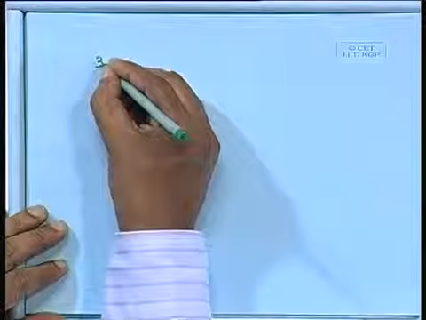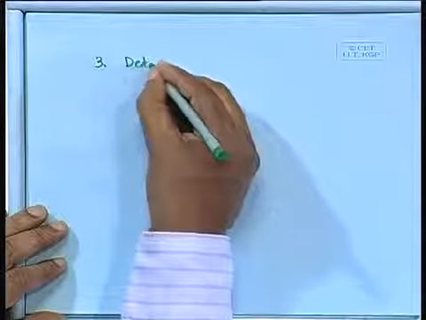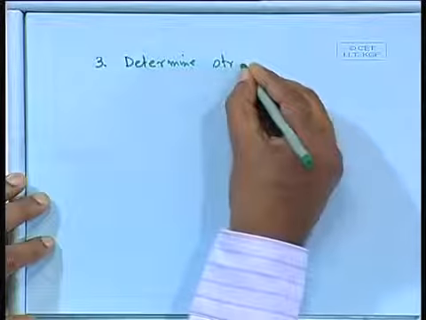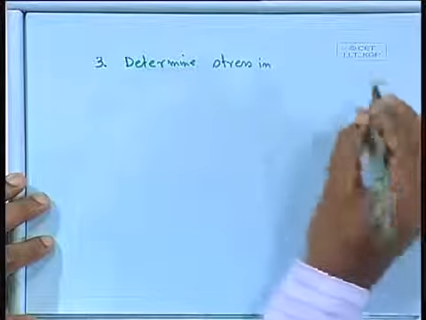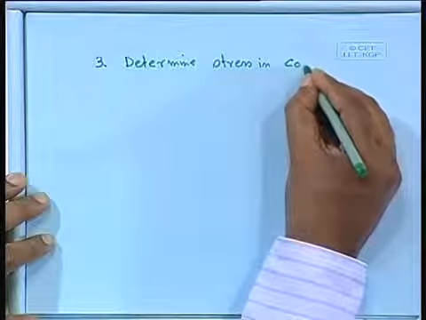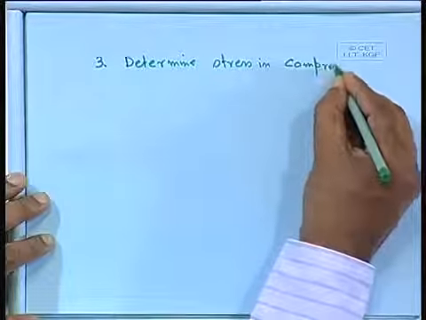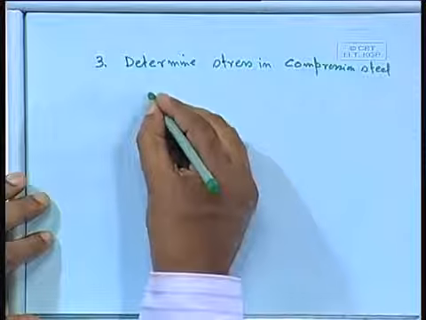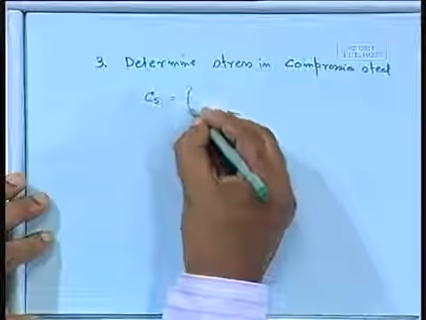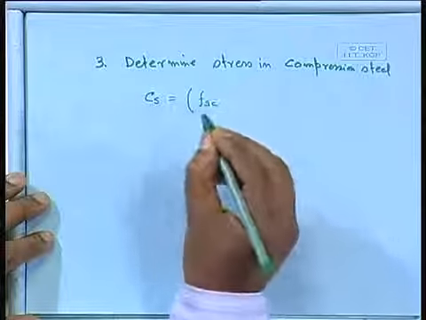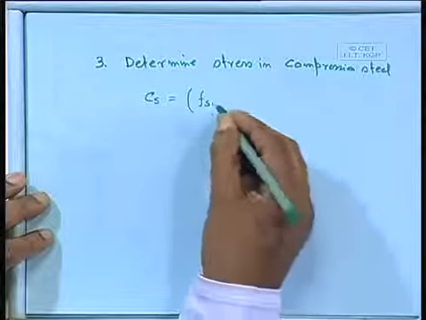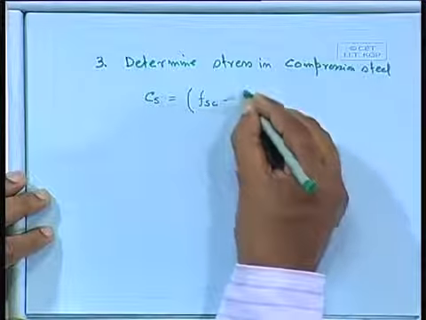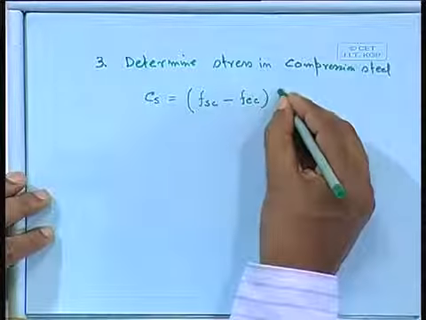Number 3, determine stress in compression. Cs equal to fsc, the stress in the steel on the compression side of the concrete, minus fcc, times Asc.